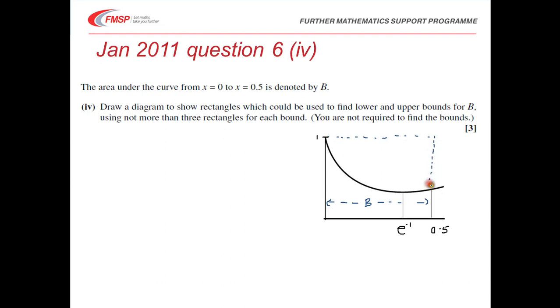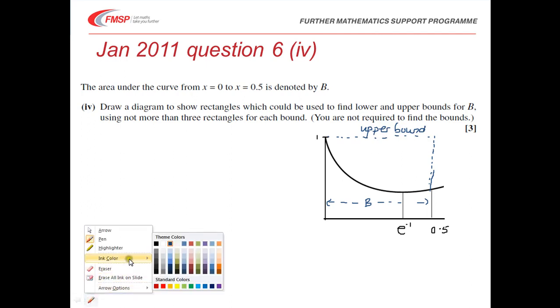a matter of drawing this rectangle in here. So the upper bound height will just be f of 0, which is 1. So that would be, this could be our upper bound. Just one rectangle and we would get an upper bound.